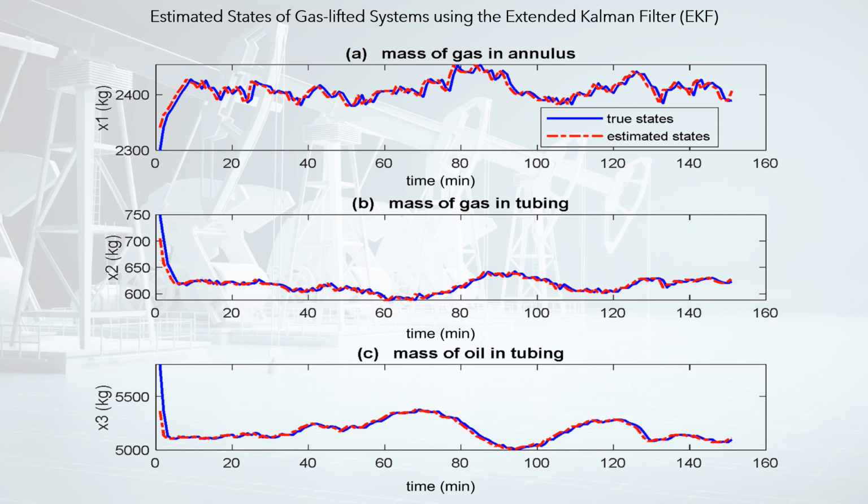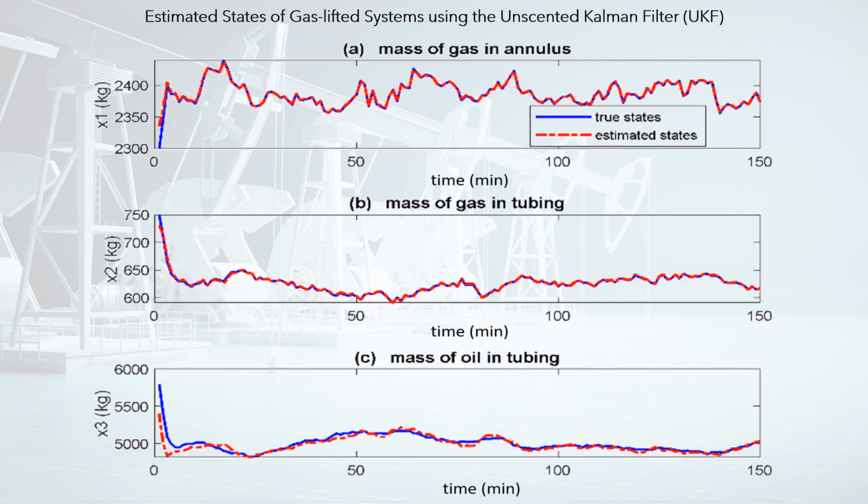The figure shows true and estimated states of gas-lifted systems using the extended Kalman filter, EKF. All three state estimates, red dotted lines, converge to the true states, blue solid line, at about the same time. These states are the mass of gas in annulus, the mass of gas in tubing, and the mass of oil in tubing, respectively. True and estimated states of gas-lifted systems using the unscented Kalman filter, UKF. The estimated states converge at different times, with X2 being the fastest, and X3 slowest.